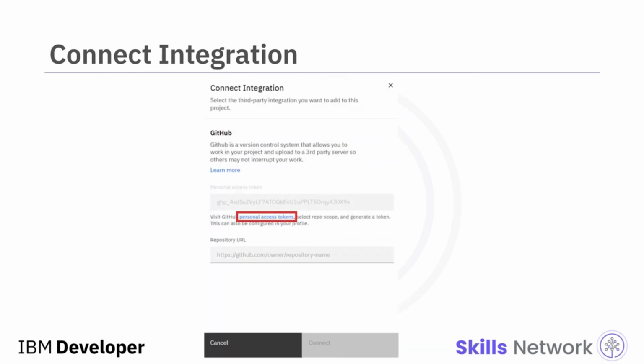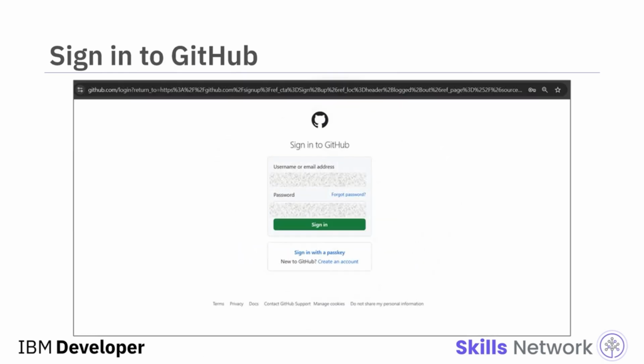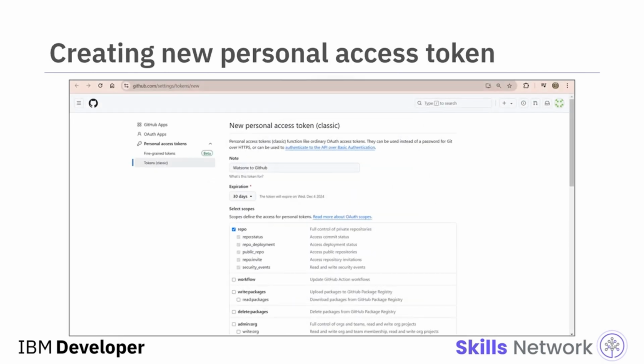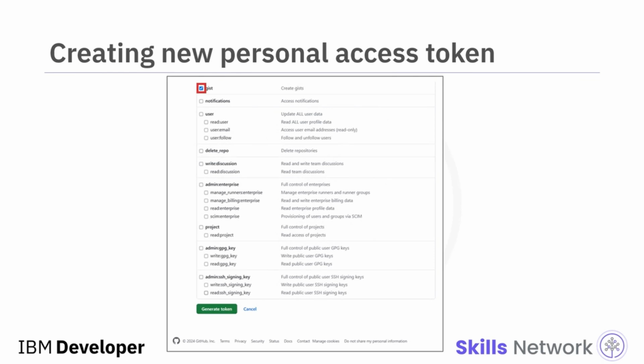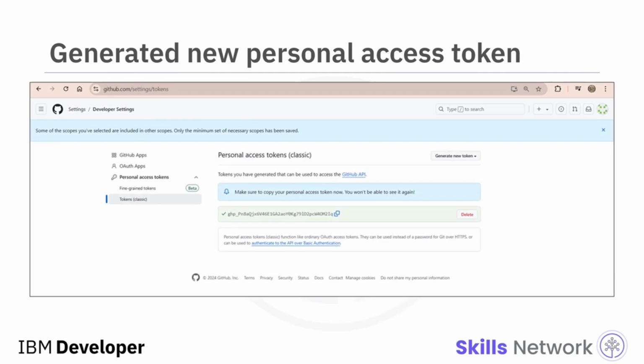Click the Personal Access Token hyperlink to create the new access token. Log in to your GitHub account by entering your username and password. Then click Sign In. To create a new personal access token, provide the description of the token. To define the access for personal tokens, under Select Scopes, select Repo. Next, ensure Gist is selected and click Generate Token. On the Personal Access Tokens page, copy the generated access token by clicking the copy icon.